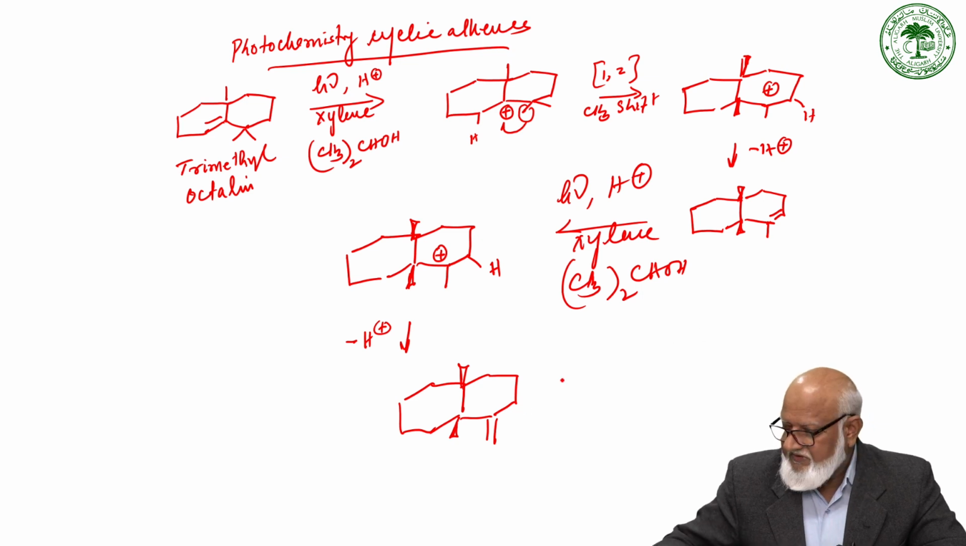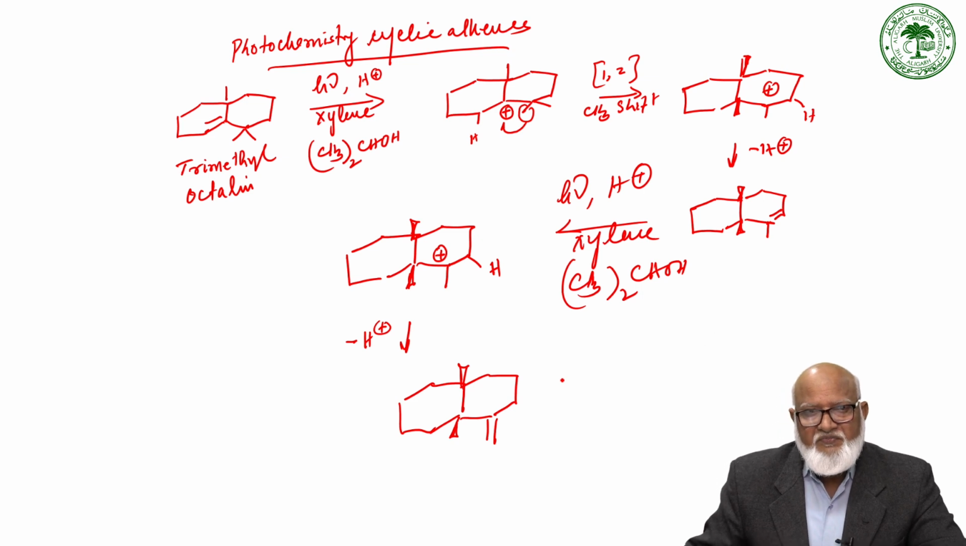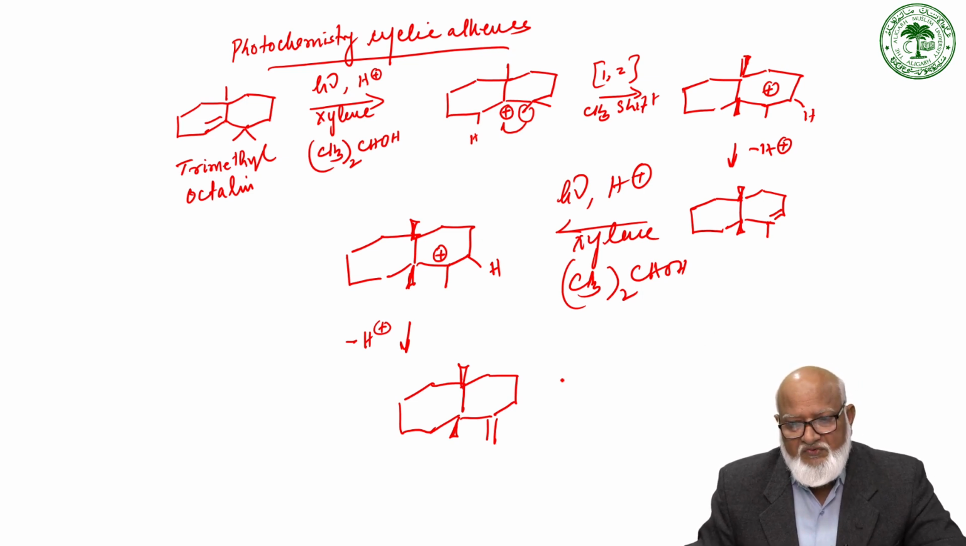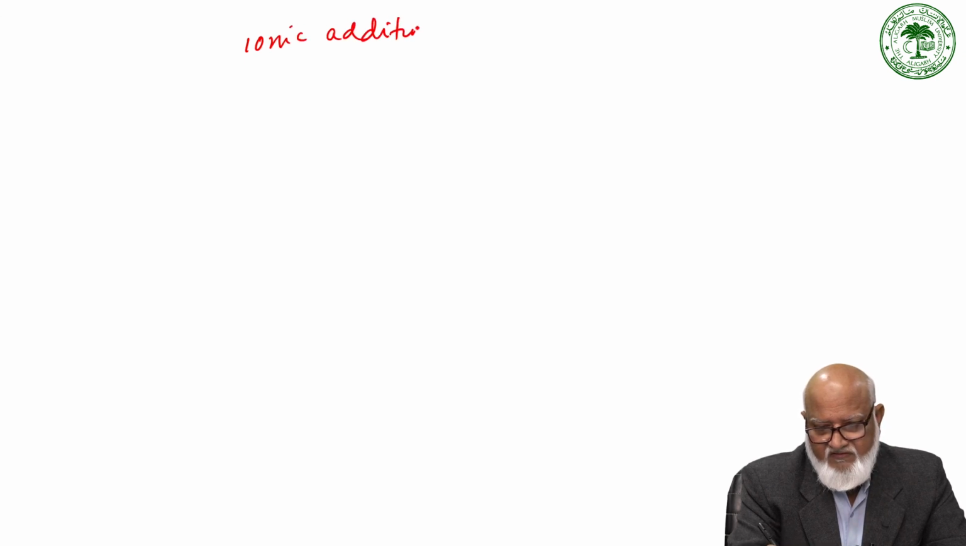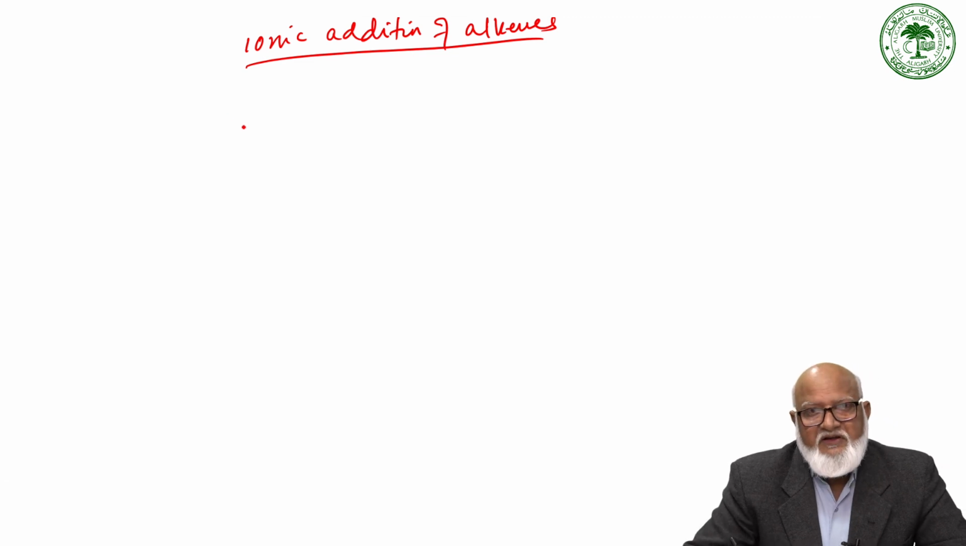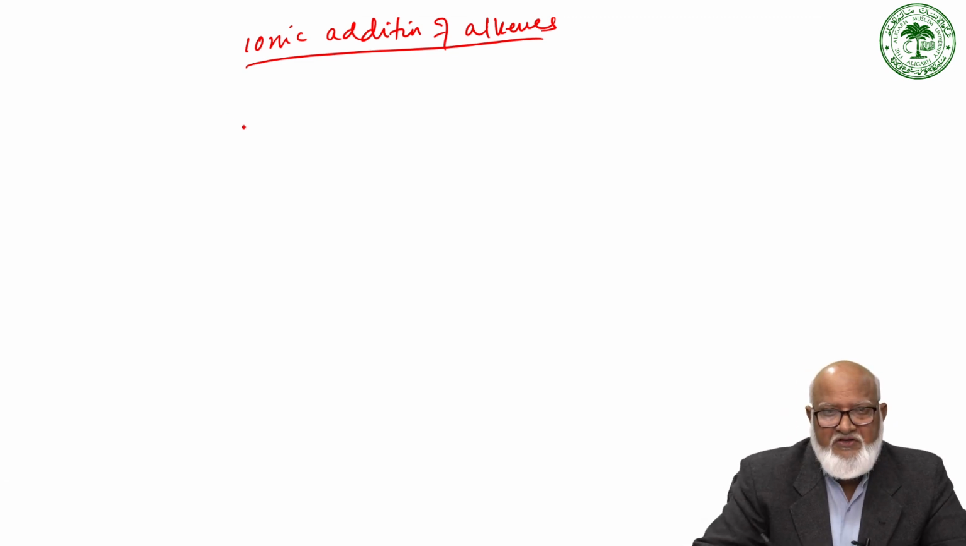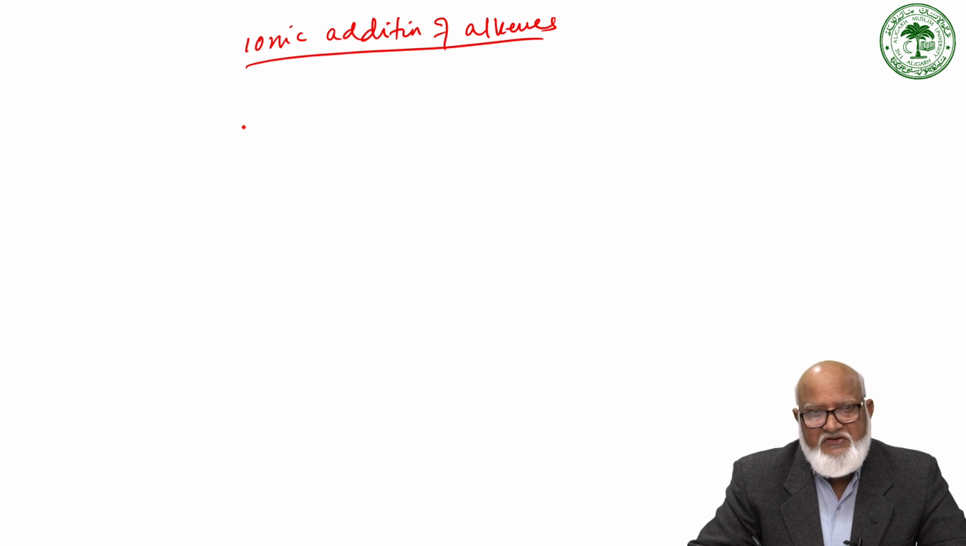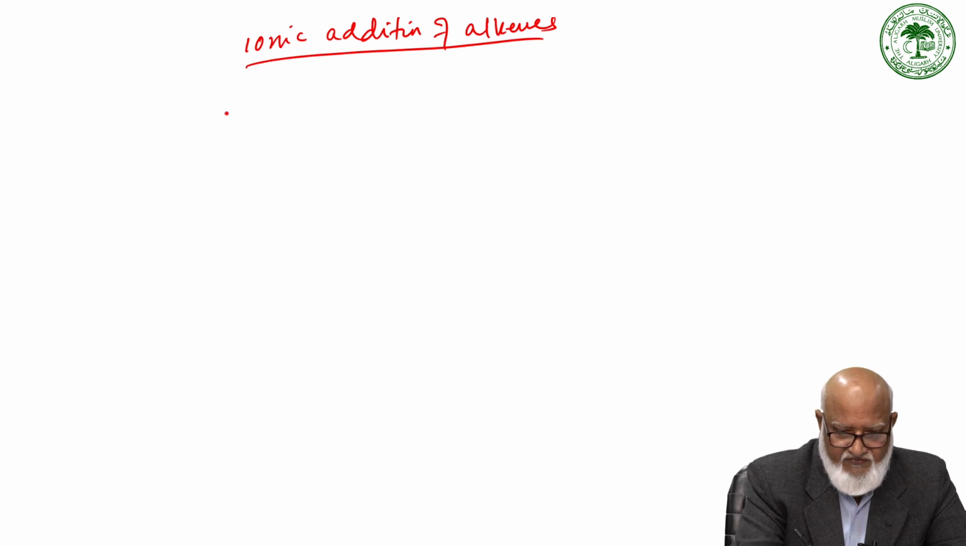So you can see that the cyclic alkene undergoes photoisomerization in the presence of a proton source. Ionic addition to alkenes has also been reported, but under direct irradiation the yield is not very good. Under sensitized condition, with the sensitizer being 1-cyanonaphthalene, it gives a very good yield of the addition product.